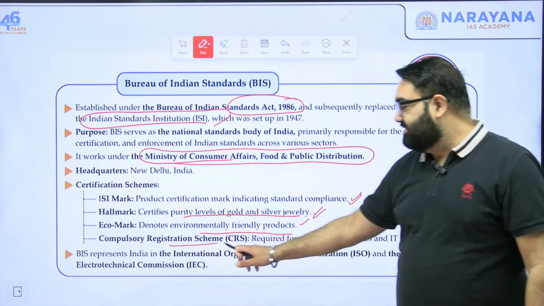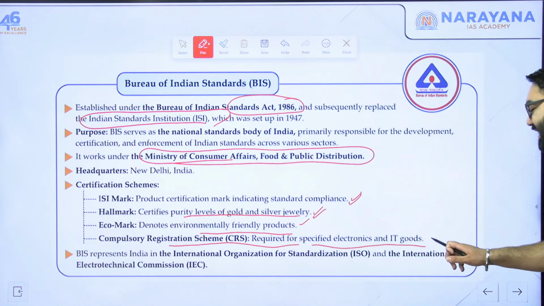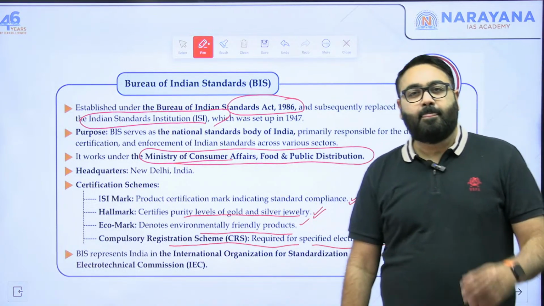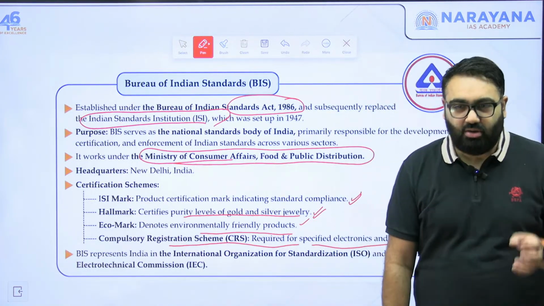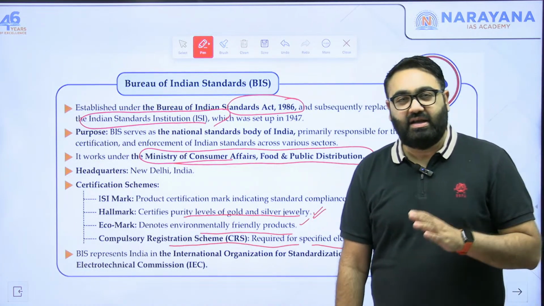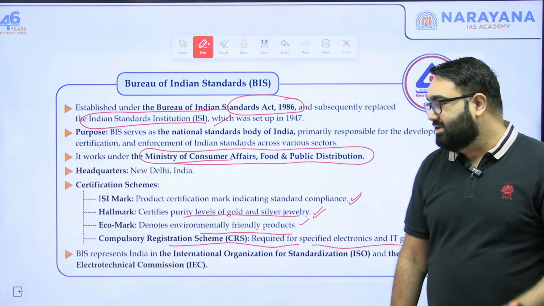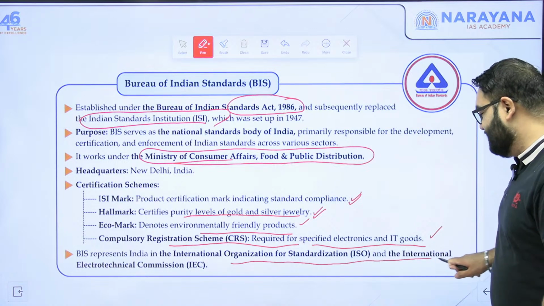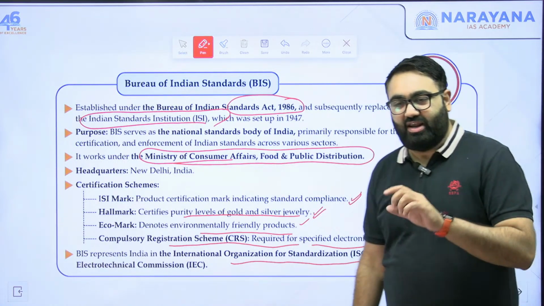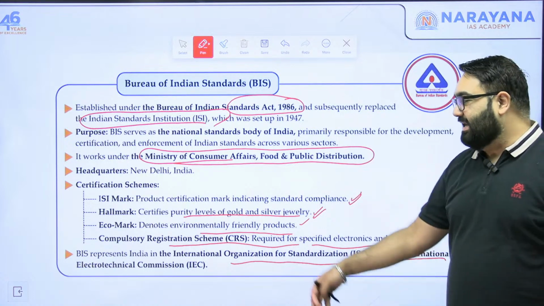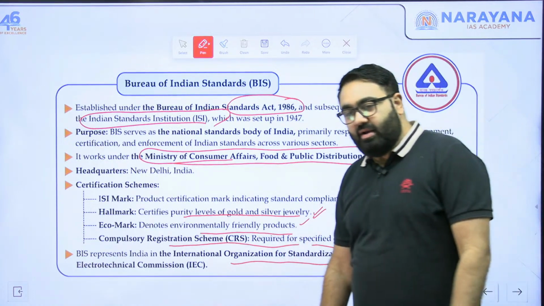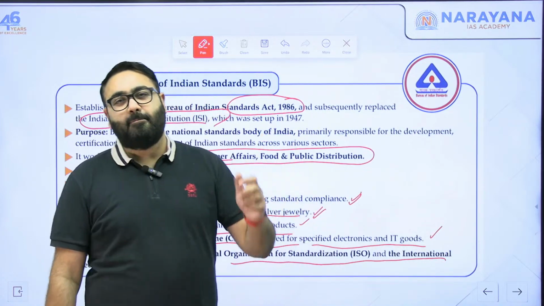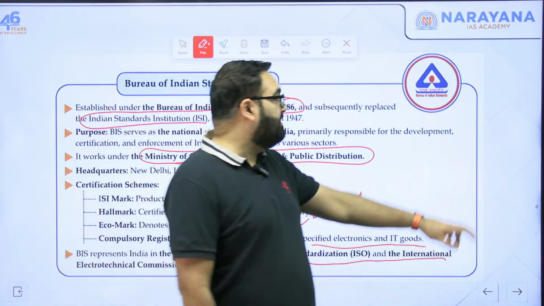Then there's the Compulsory Registration Scheme, CRS, for specified electronics and IT goods. So they have to register under this scheme. All of this is done by the BIS overall to maintain quality, to maintain standards in different sectors in India. That is the job of BIS. They represent India in the International Organization for Standardization, that is ISO. You would have seen this, ISO marked or ISO certified. That is international level standard certification. Most countries around the world have such a body that represents their country in the international organization. The BIS does this for India.